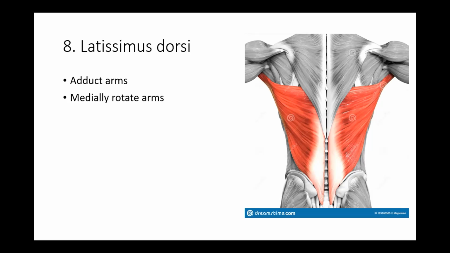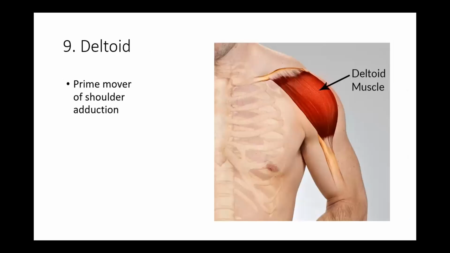Okay, we're halfway through. There's 16 total. Ready? Number 9, your deltoid. Your deltoid gets its name because it kind of looks like an upside down triangle, which is the Greek letter delta, a triangle. But that's how it gets its name. This is the prime mover of shoulder adduction.